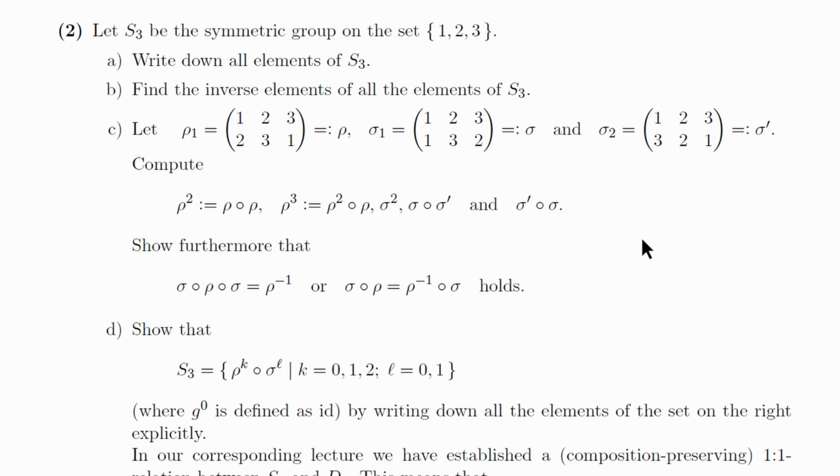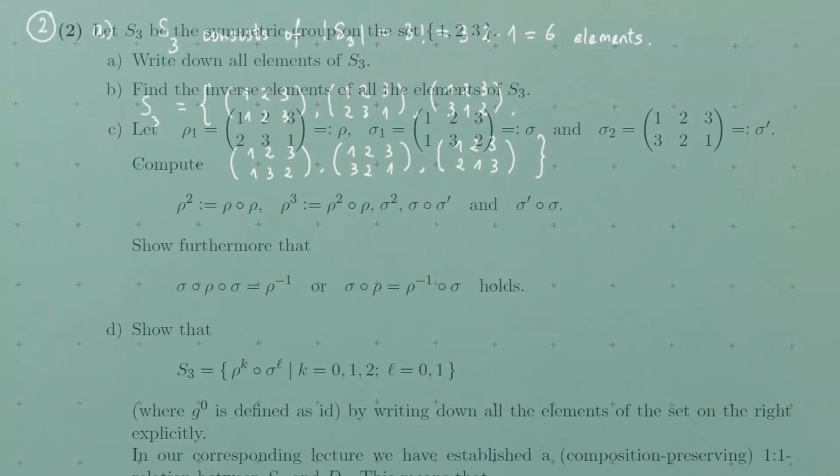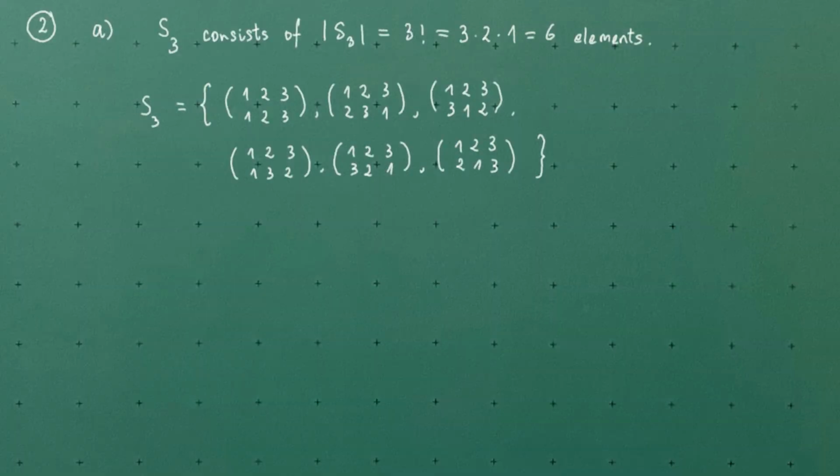In exercise number 2, we study the symmetric group on 3 elements, namely on the set 1, 2, 3, in detail. First of all, we must write down all the elements of this permutation group and find their inverses, and then we have to do some explicit calculations to get used to calculate with permutations. So let's do this. First of all, S sub 3 consists of 6 elements.